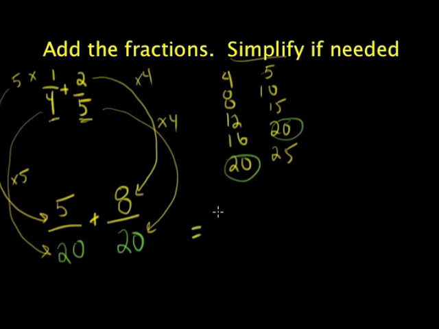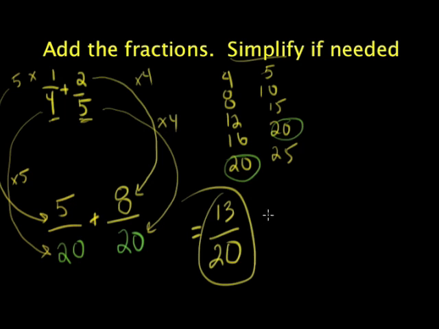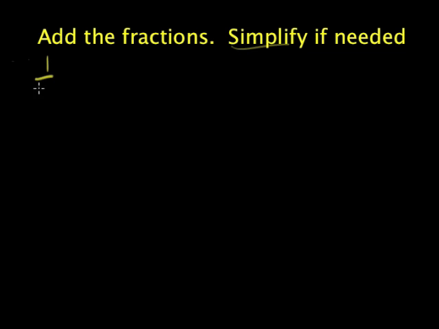Our denominators are the same. So 5 plus 8, that's just 13. And 20, we leave the denominator the same. Our answer is 13/20. And that's how we add 1/4 plus 2/5. Now let's look at another example, probably a bigger denominator. So let's clear that. Let's try 1/12 plus 1/13.